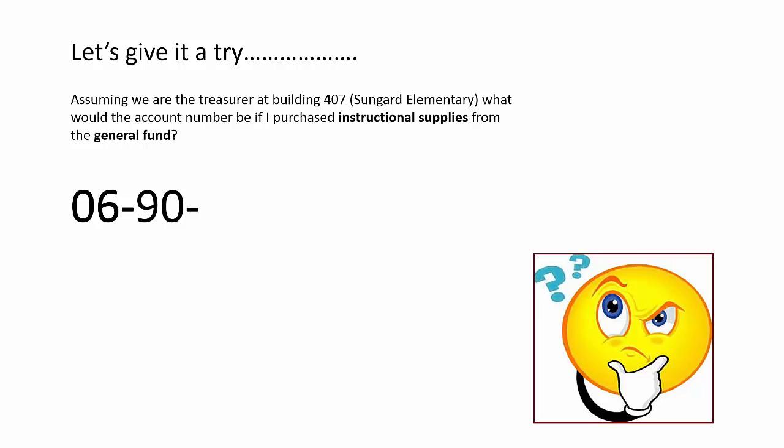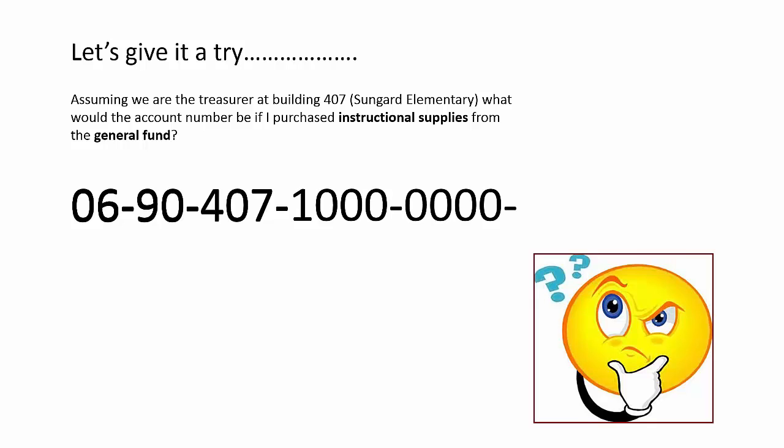The next section is the location. I indicated in my example that there's a building 407. That would need to be an actual brick and mortar location. You would want to use whatever your building number is. Next, we're asking, why are we buying this? You remember the function is the why of why we buy. In this case, I said we're buying instructional supplies, so it's for instruction. The instruction function is 1,000.